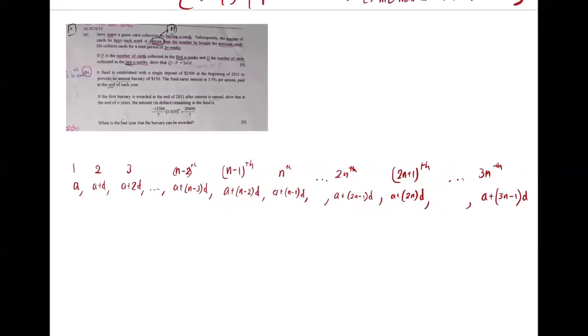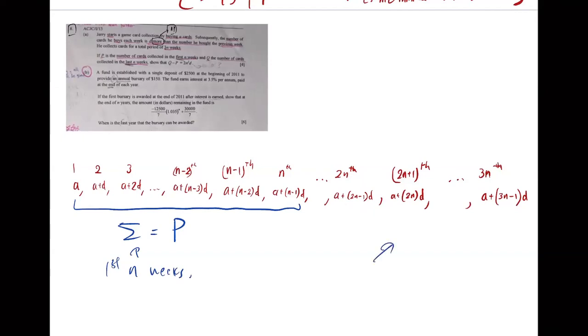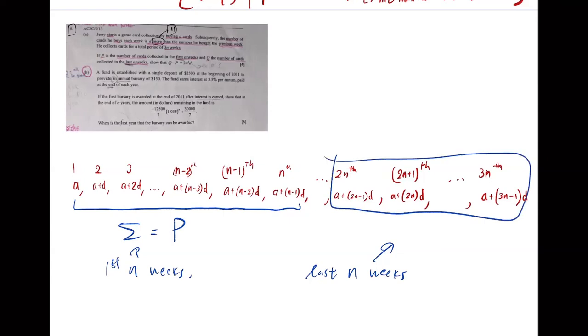Maybe I should write this down like this. This sum is equal to P, for the first N weeks. How about the last N weeks? Is it 2N plus 1 to 3N, or is it 2N to 3N?